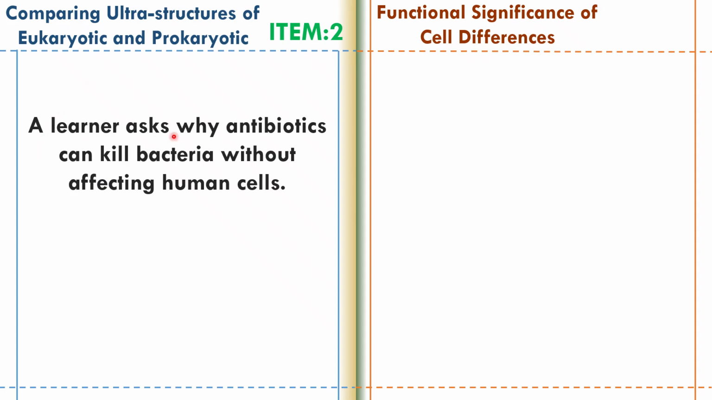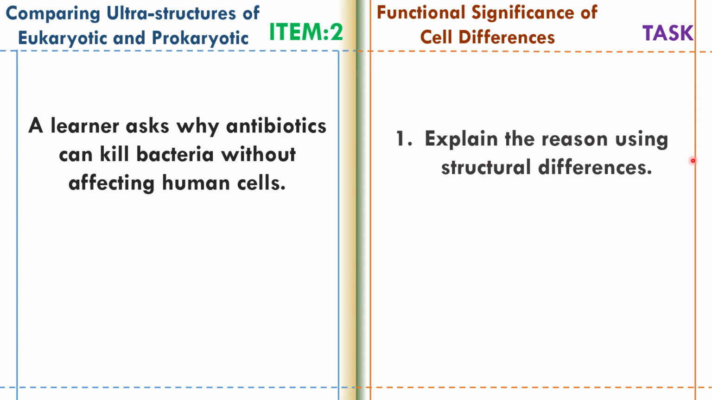Now let us look at comparing ultrastructure of eukaryotic and prokaryotic. Item 2. We shall look at the functional significance of cell differences. A learner asks why antibiotics can kill bacteria without affecting human cells. Task: explain the reason using structure difference.